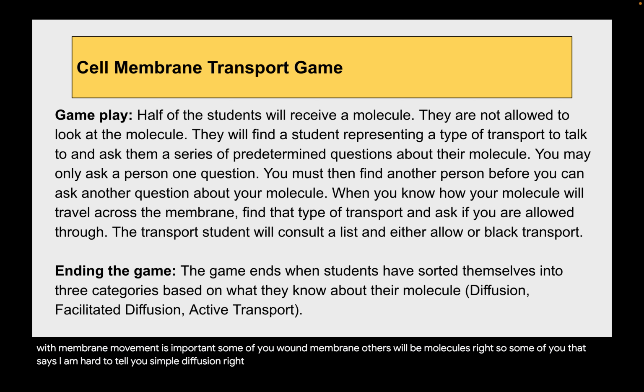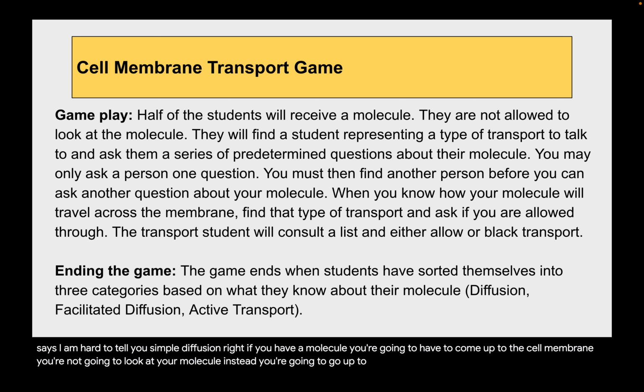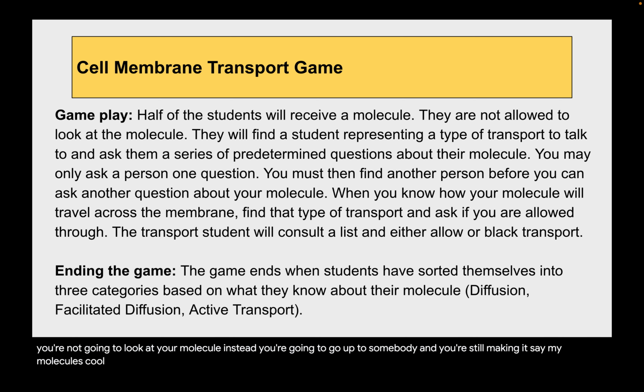If you have a molecule, you're going to have to come up to the cell membrane and ask questions about your molecule. You don't know what you are, which is why these are folded in half. You're not going to look at your molecule. Instead, you're going to go up to somebody and open it so they can see it and say, oh, is my molecule polar? Or is my molecule large? There are some sample questions on this piece of paper to help you.